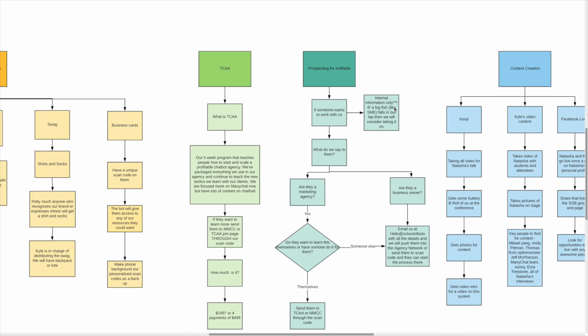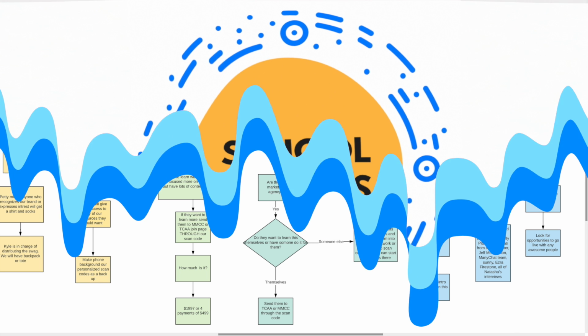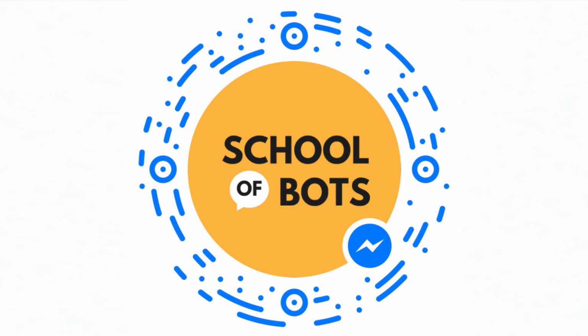So our next subsystem is going to be the Chatbot Agency Accelerator. This is actually our course. So what happens when people ask us about TCA? Well, it's our 5-week program that teaches people how to start and scale a profitable chatbot agency. We've packaged everything we use in our agency and continue to teach the new tactics we learn with our clients.